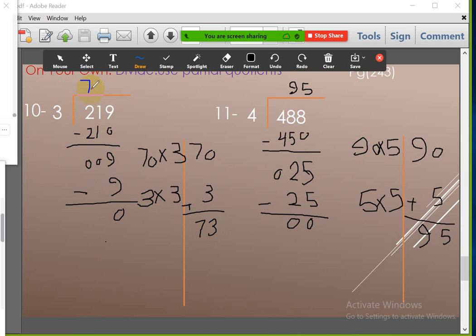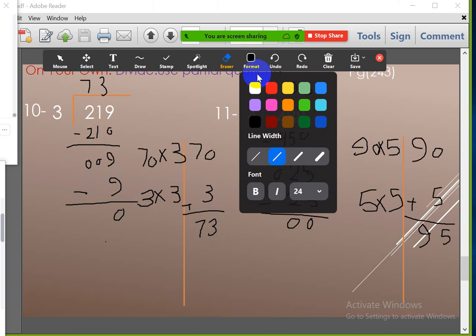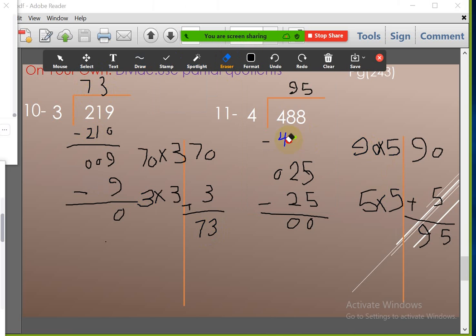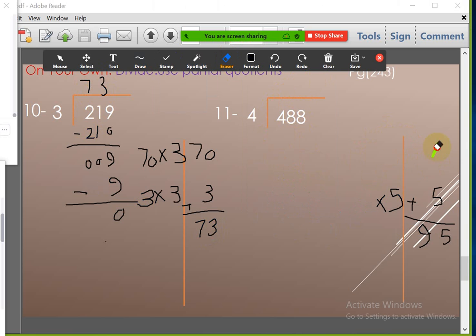Okay, girls. We will not solve number 11. You can take it as homework. Don't forget to do the homework and send it to me.